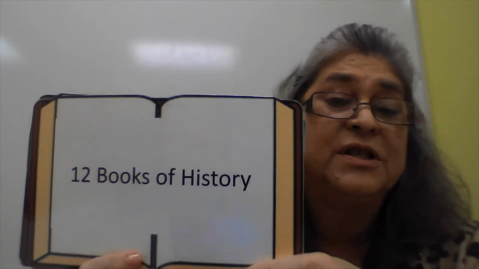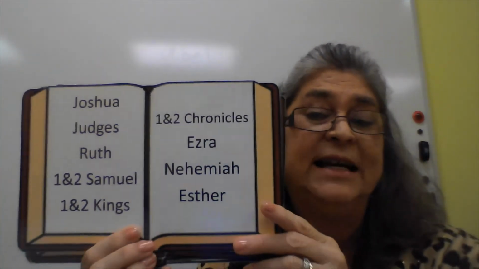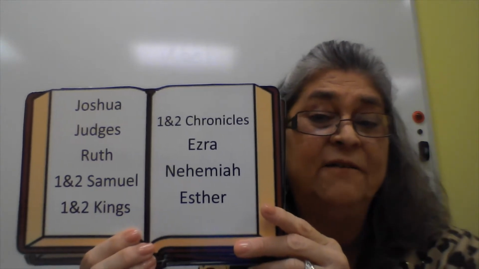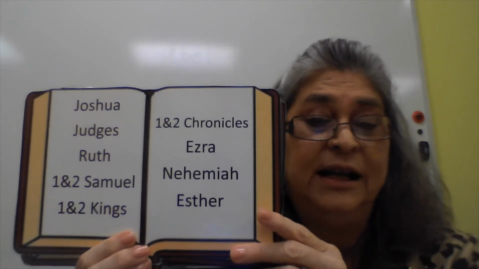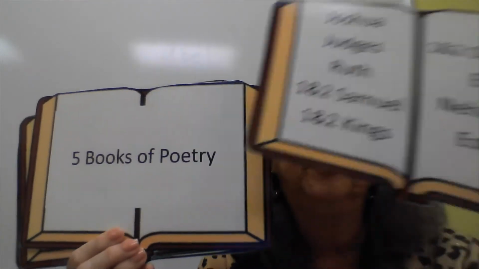So, after the books of law, there are 12 books of history. Let's see if we can remember them and name them. Joshua, Judges, Ruth, 1st and 2nd Samuel, 1st and 2nd Kings, 1st and 2nd Chronicles, Ezra, Nehemiah, Esther. Good. There are 12 books of history.